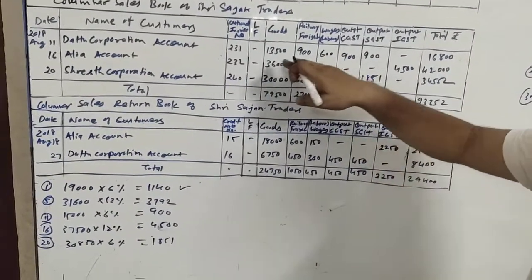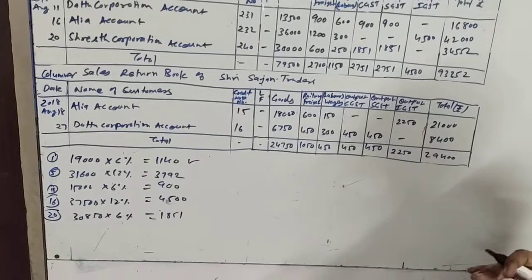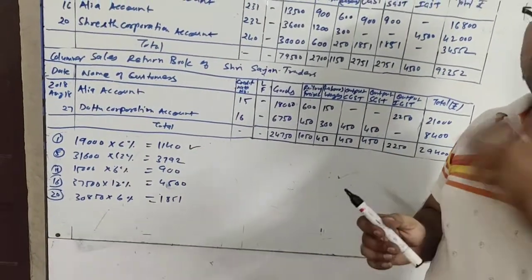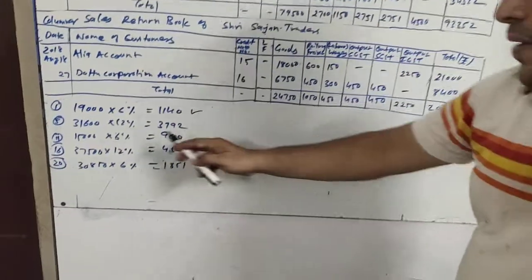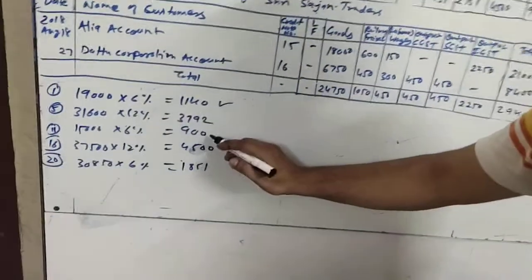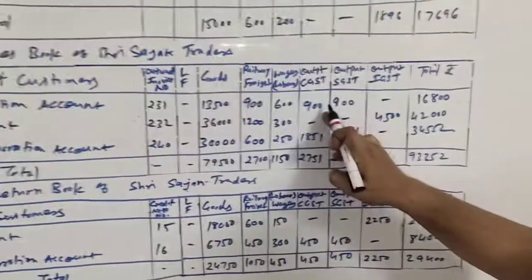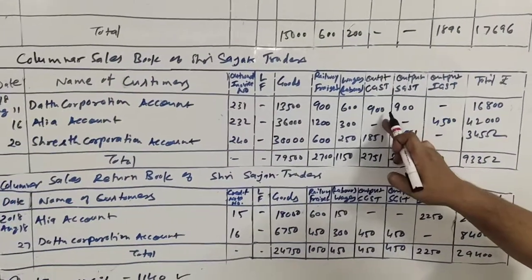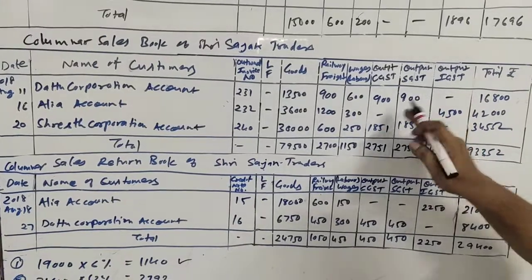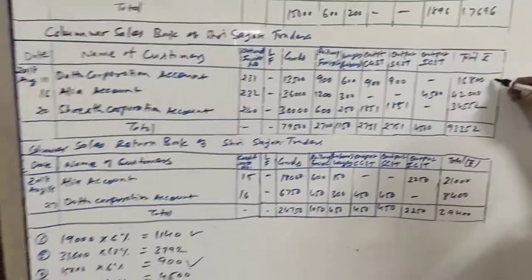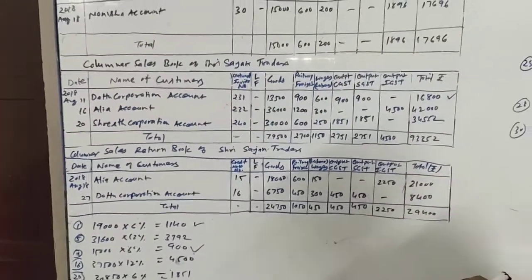Now GST will be applicable on 15,000. Once again, this is a transaction of intrastate supply, so CGST and SGST will be applicable. 15,000, 6% we will calculate, 900. So we will write here 900 in output CGST and output SGST 900, and the total of all 5 columns, 16800, will be in the total column.